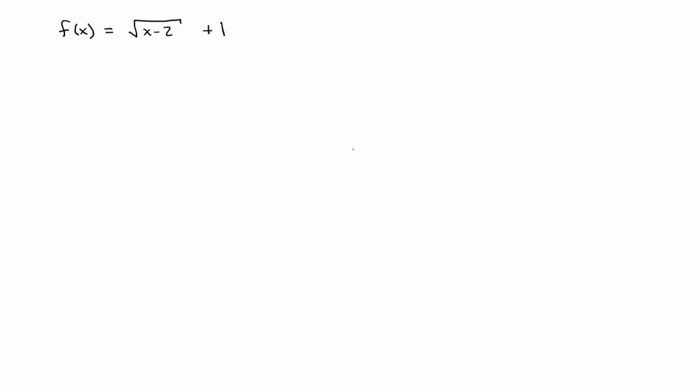And in this example, you can see that inside the radical now is x minus 2 instead of x plus 2, and then we've shifted it up 1 unit. So when we plug 0 in for x, we have a negative number inside the radical, which we know has to be greater than or equal to 0. So there is no y-intercept.